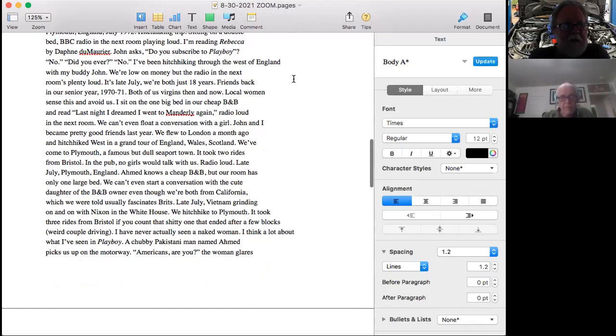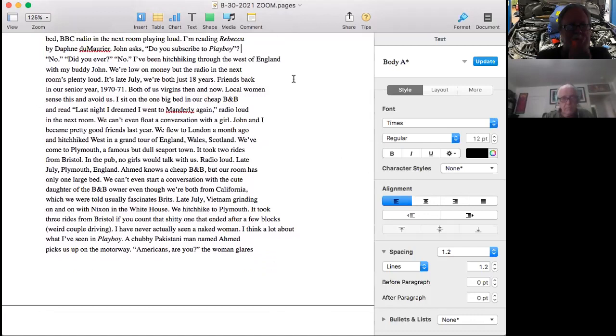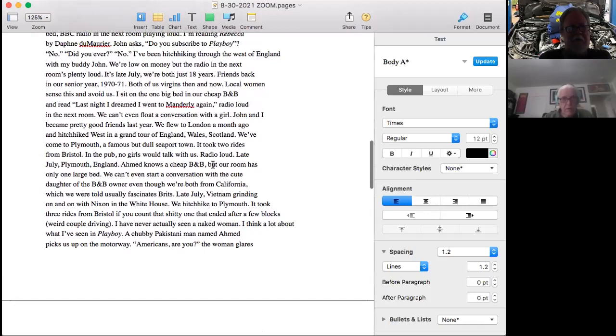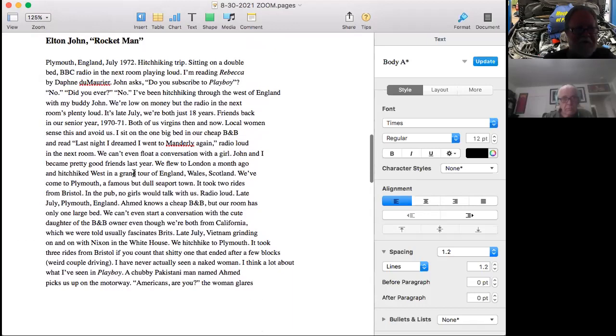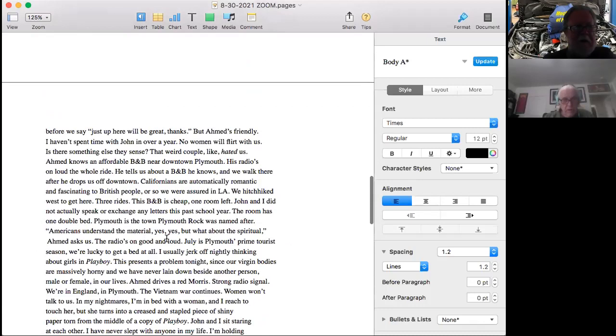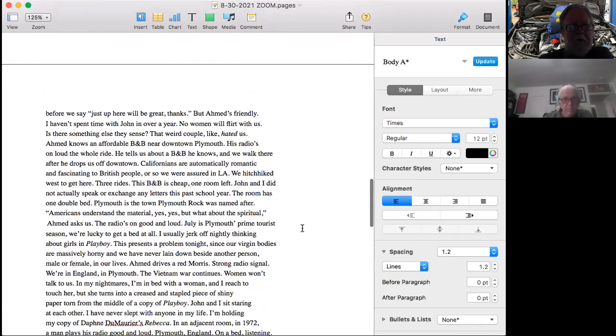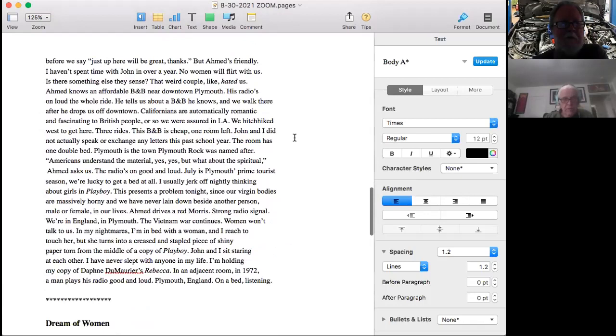And then the part about the radio on loud was kind of in the middle of the poem. Let's see, where is that line? Maybe it's farther down, on page two. There it is, on loud. After Ahmed in the fourth line, the fifth line: his radio's on loud the whole ride. I was curious why you said on loud instead of just loud. It's like a setting on the radio, loud.